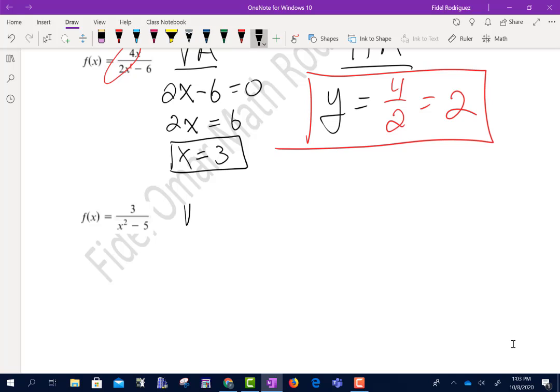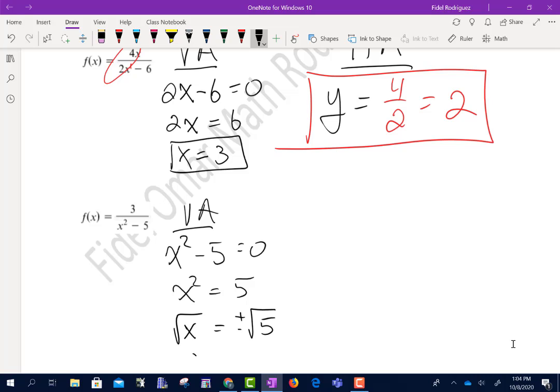Let's do the same thing for this one here. We're going to find our vertical asymptote. We're going to set the denominator equal to 0. Move that 5 over. Remember, to get rid of that square, I'm going to take the square root. Don't forget your plus and minus. So notice we have two vertical asymptotes. One of them is x equals the square root of 5, and one equals the negative square root of 5. Okay? One is positive, one's negative.